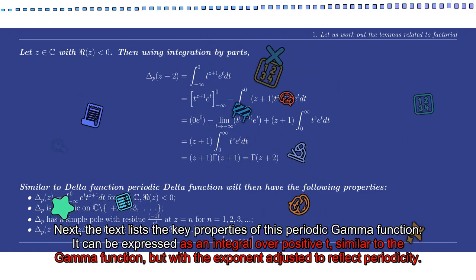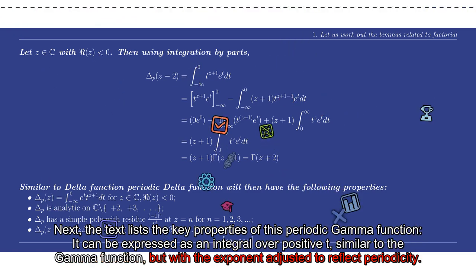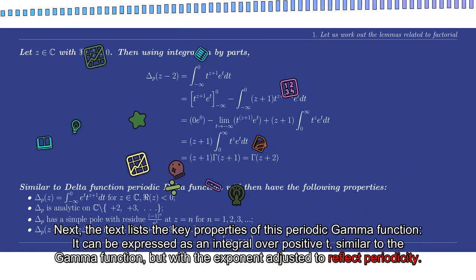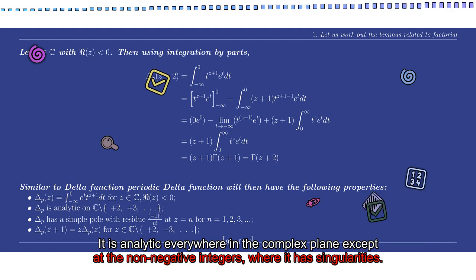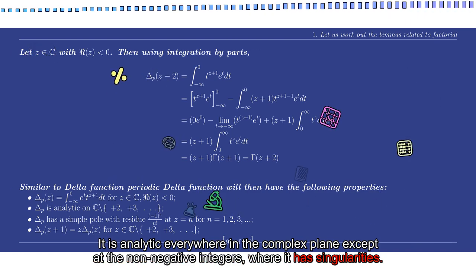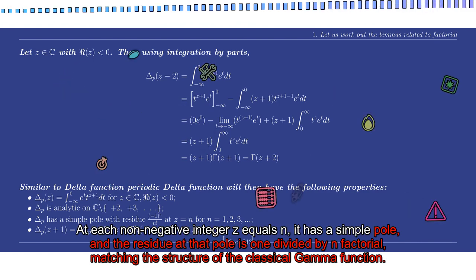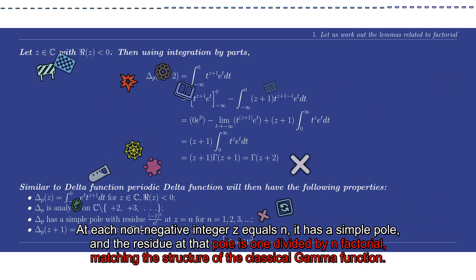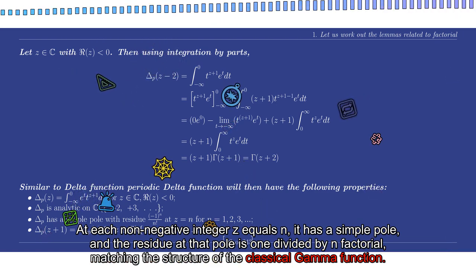Next, the text lists the key properties of this periodic gamma function. It can be expressed as an integral over positive t, similar to the gamma function, but with the exponent adjusted to reflect periodicity. It is analytic everywhere in the complex plane except at the non-negative integers, where it has singularities. At each non-negative integer z equals n, it has a simple pole, and the residue at that pole is 1 divided by n factorial, matching the structure of the classical gamma function.